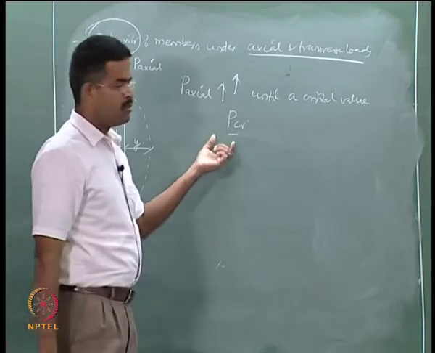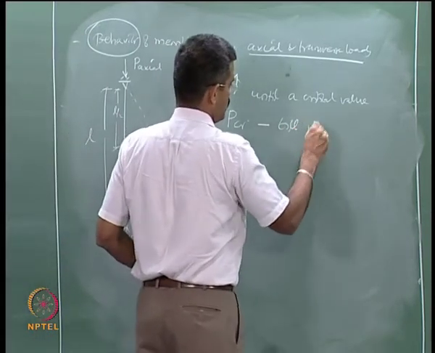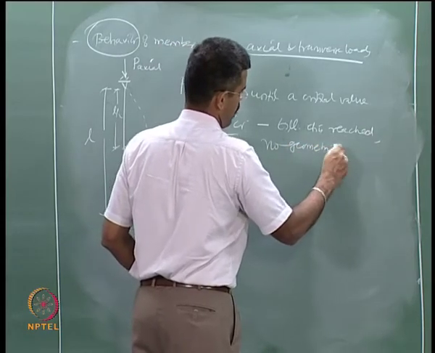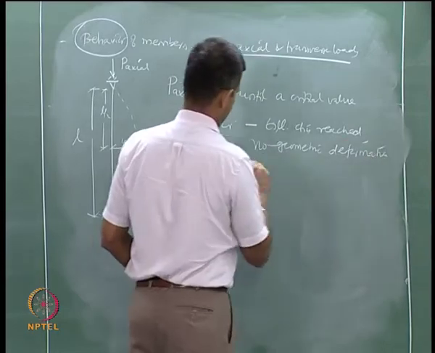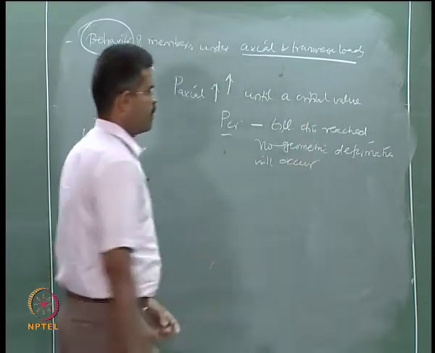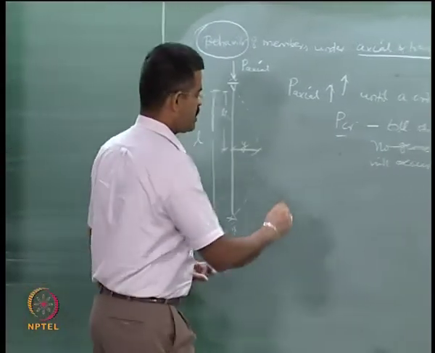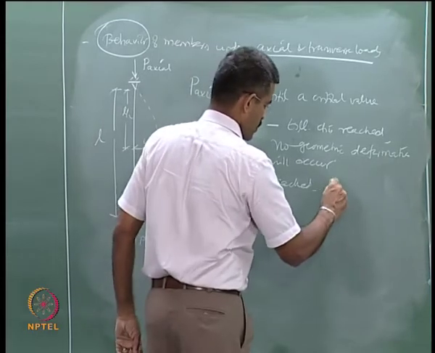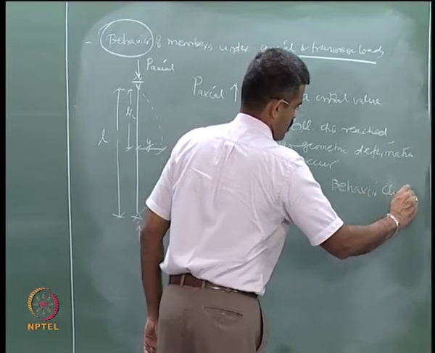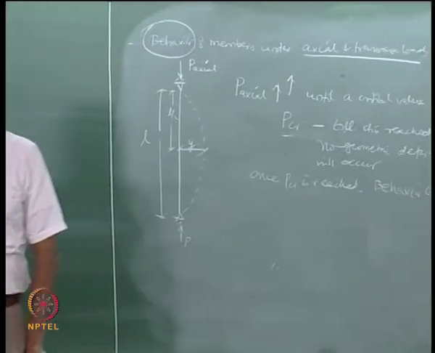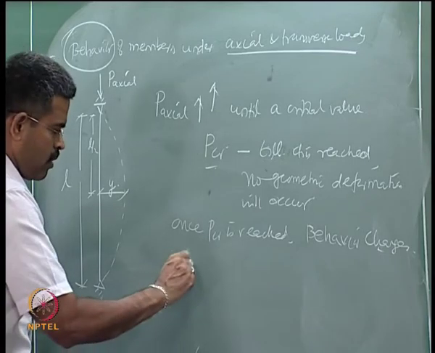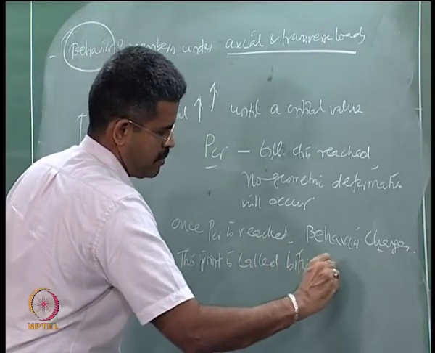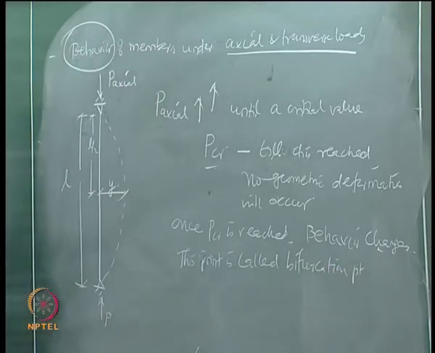How do you identify a P critical value? P critical value is that value till this is reached, no geometric deformation will occur. Once this value is reached, the behavior changes. This point is called bifurcation point. I can try to plot this bifurcation point graphically like this.